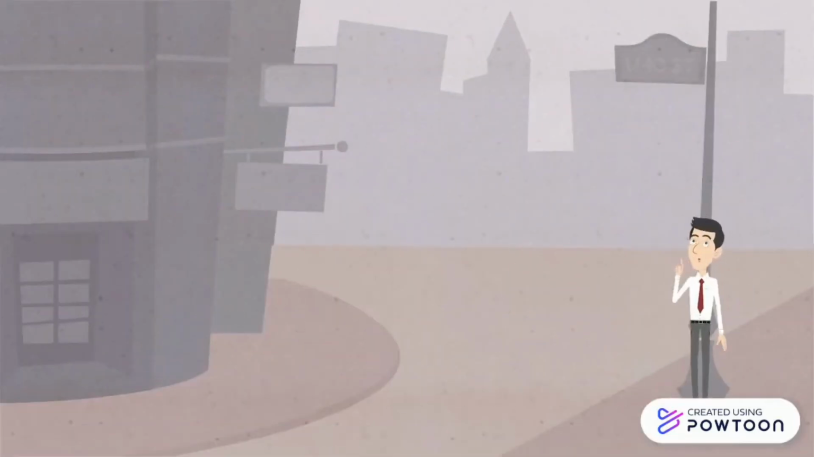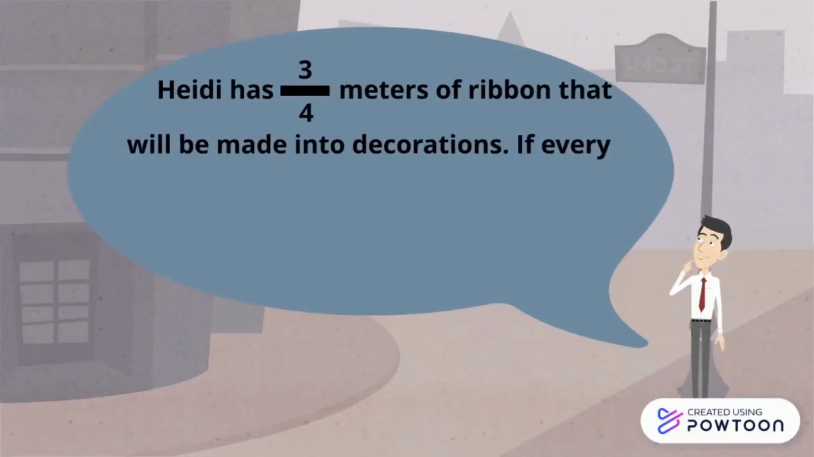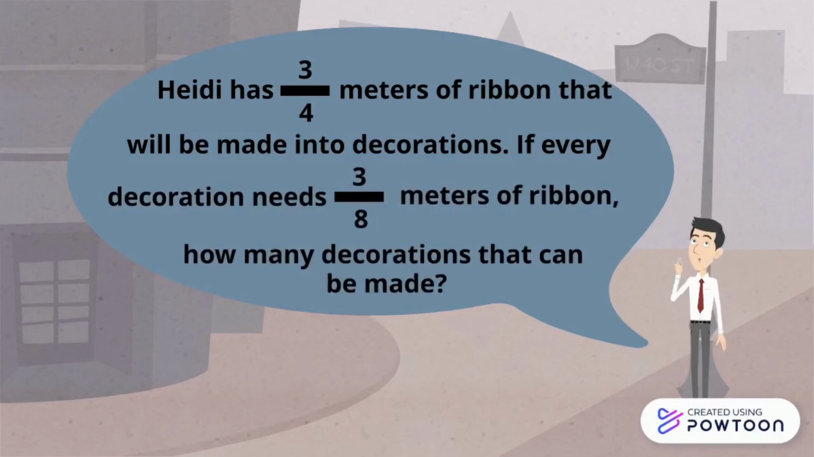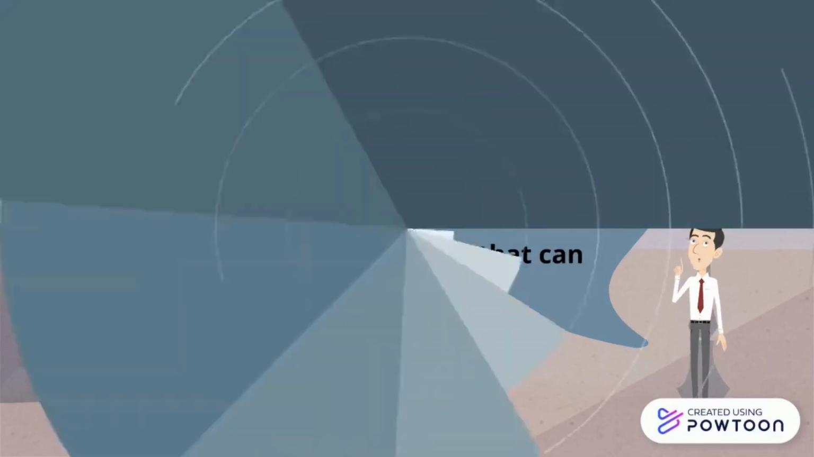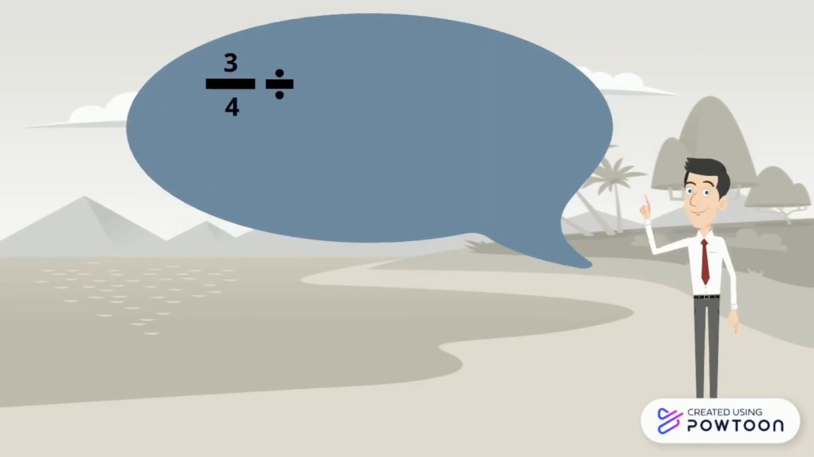Here is an example. Heidi has 3 over 4 meters of ribbon that will be made into decorations. If every decoration needs 3 over 8 of ribbon, then how many decorations can be made? The question asks us to find how many parts of 3 over 8 of ribbon can be divided from the 3 over 4 meters of ribbon. To find that, we have to divide 3 over 4 by 3 over 8.